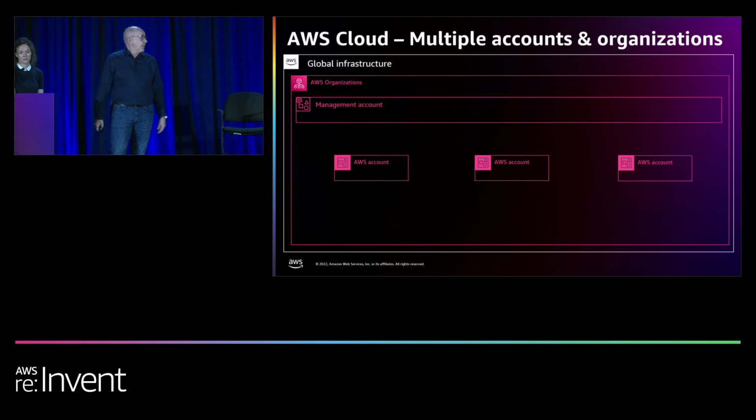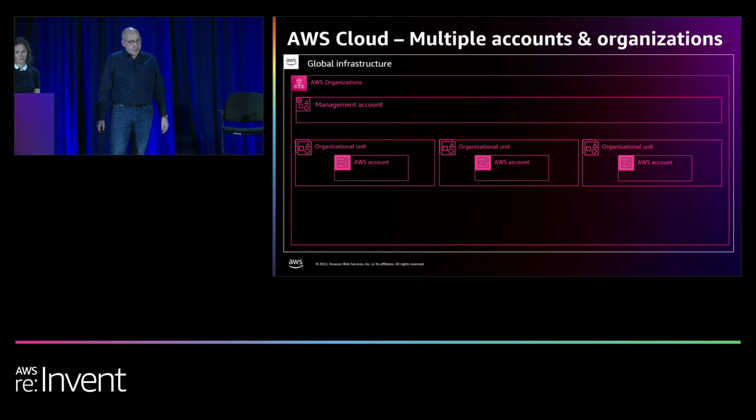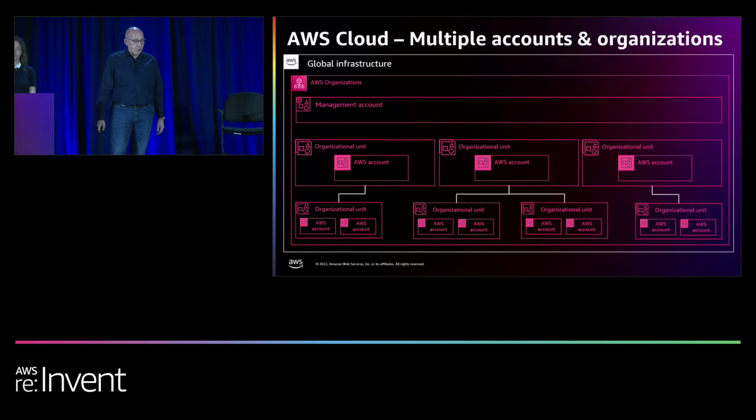And in order to do that, we have one specific account, which we call the management account. And then we have things like organizational units, and then we have sub-organizational units, and we're having accounts within those organizational units. So this is basically the structure and how you can build it. Still keeping in mind, though, the isolation boundary is still the account.